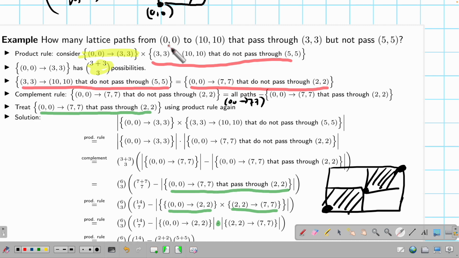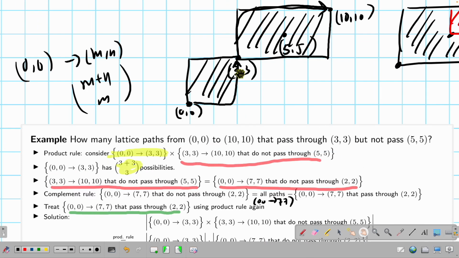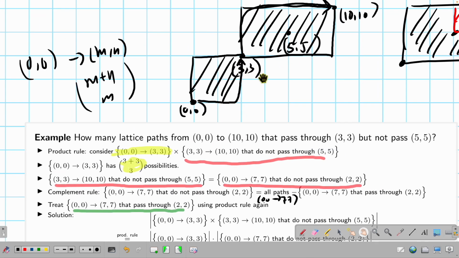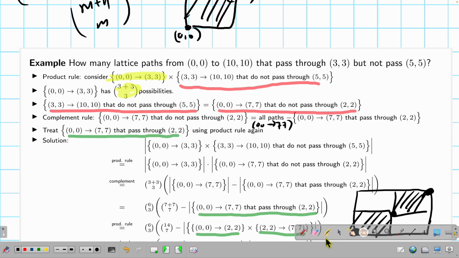We want to study the paths from (0,0) to (10,10) that pass through (3,3) but not (5,5). So we first split the problem. Paths from (0,0) to (10,10) must pass through (3,3), so we study (0,0) to (3,3) and (3,3) to (10,10). So that's why first we have this thing.